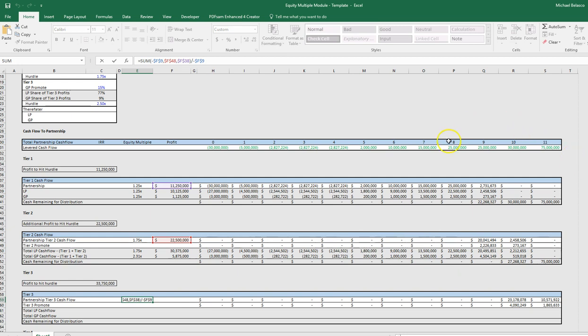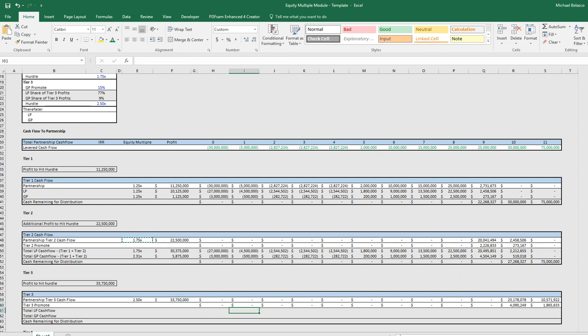what we want to do is we want to add the profit from tier 3 in the mix of this formula here. So we're going to go into the sum formula, we're going to add a comma, we're going to add the profit in, and you see we now have a 2.5x equity multiple for tier 3.